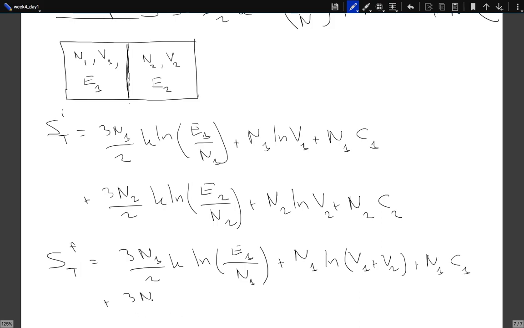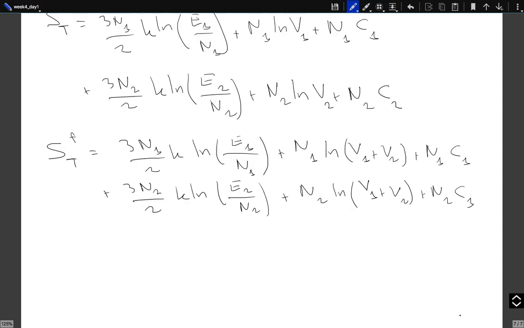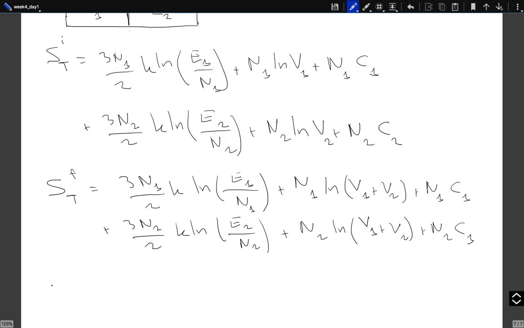And then I have N2 particles of type 2. They have a total energy E2, but they are distributed over a volume V1 plus V2. This is the total entropy after I remove the barrier. Now, how much did the entropy of the system change?